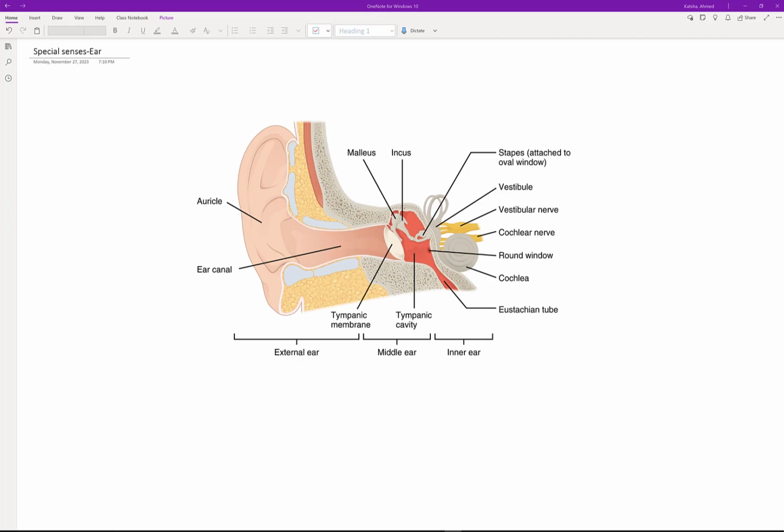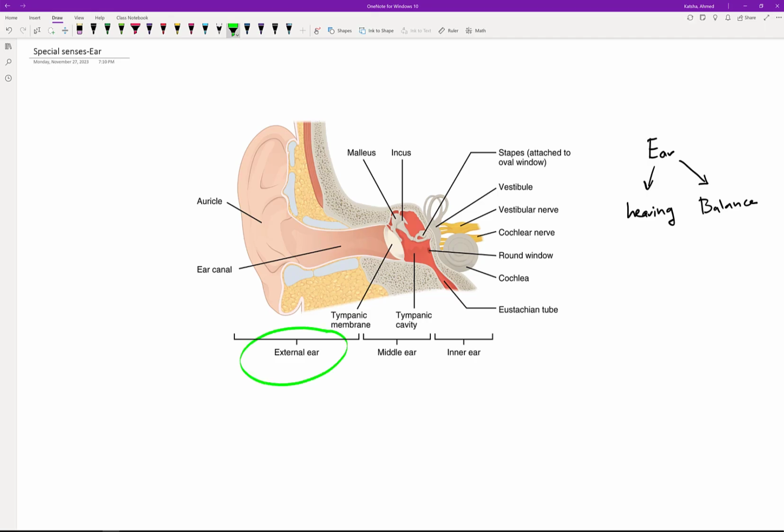In this video, we will talk about the ear. And the ear in general has two big functions. For the ear, it's responsible, of course, for hearing, and then it's responsible for balance. Now, the ear has three parts. We have the external ear, the middle, and the inner ear.